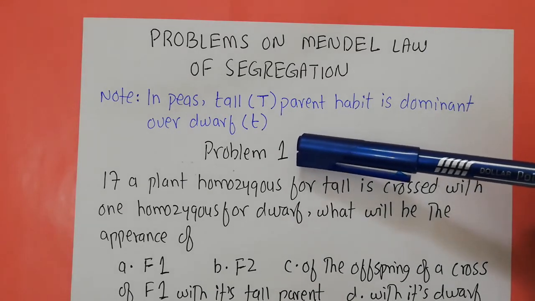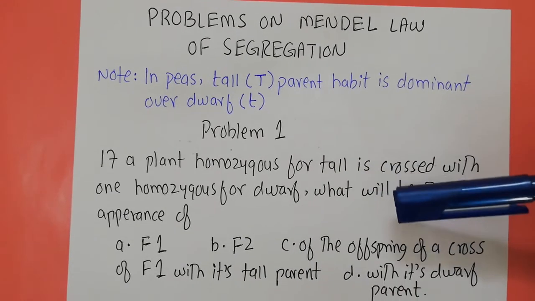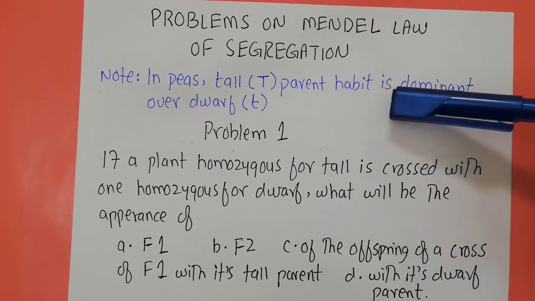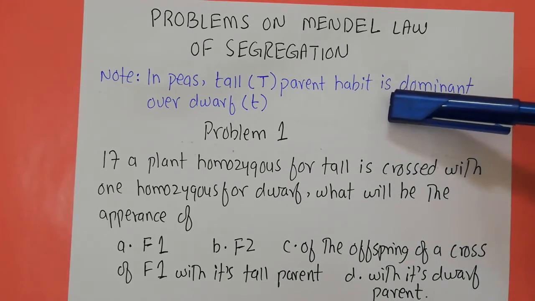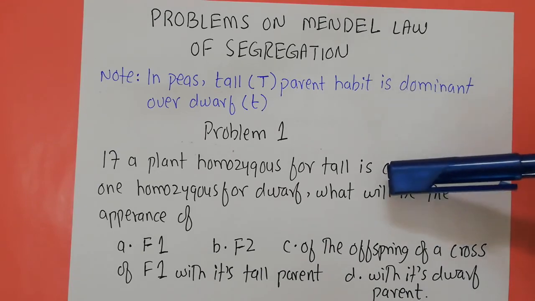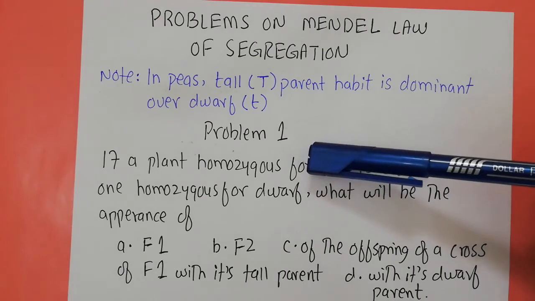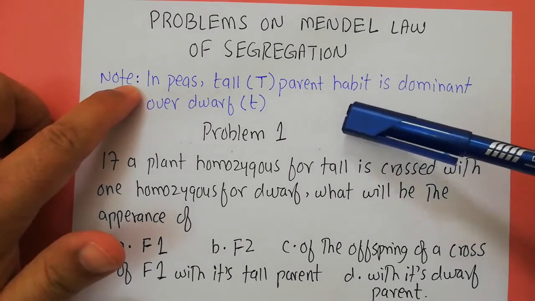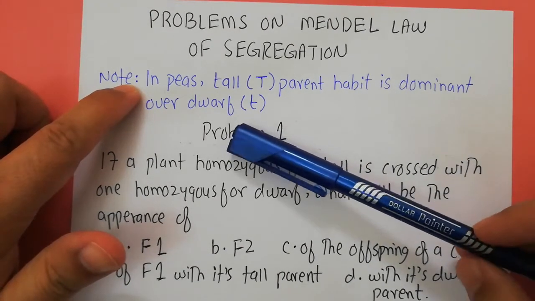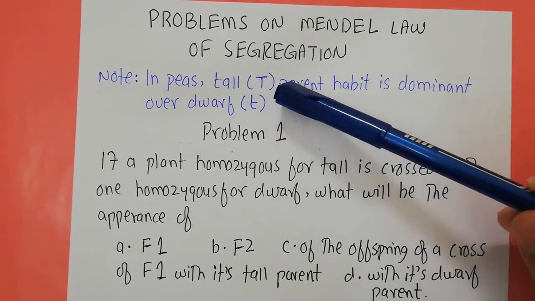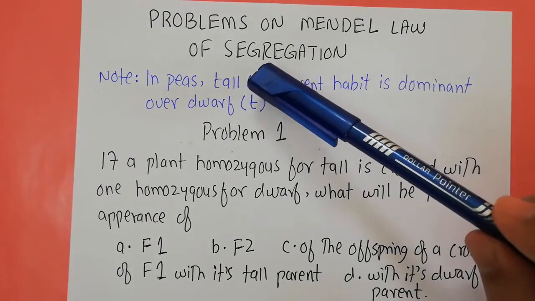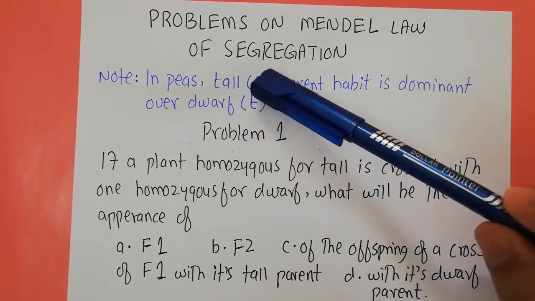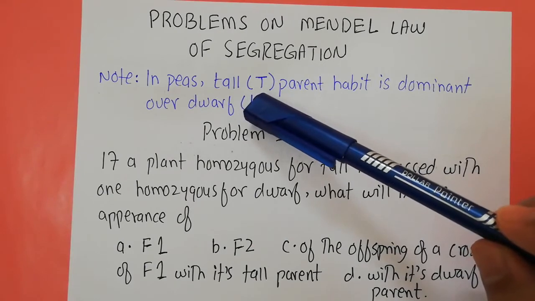Now, if a problem is given to you in the paper, that problem is usually preceded by a note, and the note is going to give you the conditions that you have to apply to solve the problem. So if you look at this problem, the note says that in pea plants, the tall habit is dominant over the dwarf one. This note is telling you that the tall habit will be dominant over the dwarf habit.